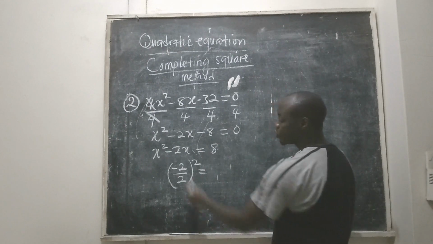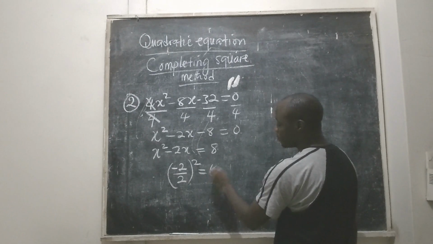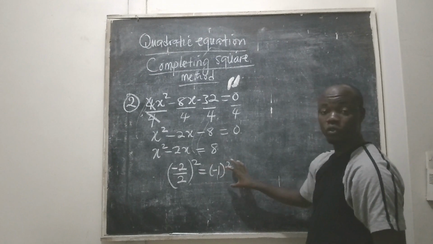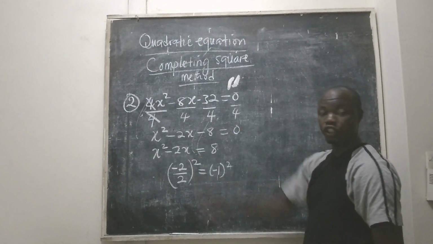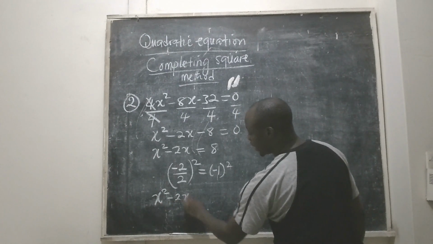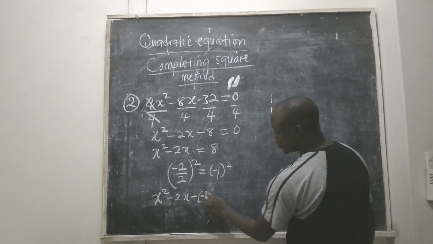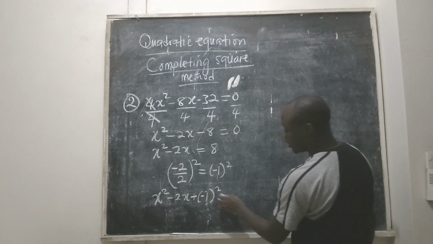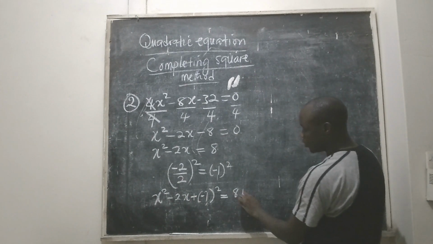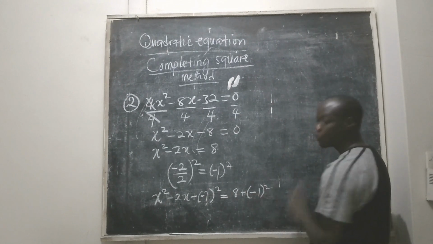I think this is simple. We can simply say minus 2 divided by 2 is minus 1, and then we square it. So we take minus 1 squared and add it to both sides of the equation. Therefore we now have x squared minus 2x plus minus 1 squared, equal to 8 plus open bracket minus 1 squared.